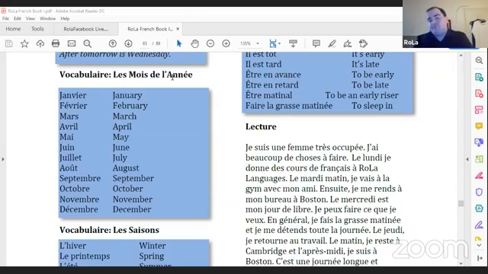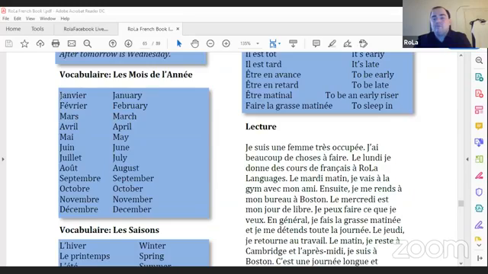Année is year. Bon. So we have janvier, January, février, February, mars, March, avril, April, May, juin, June, juillet, July, août, August, septembre, octobre, novembre, et décembre. Bon, répétez après moi une fois.